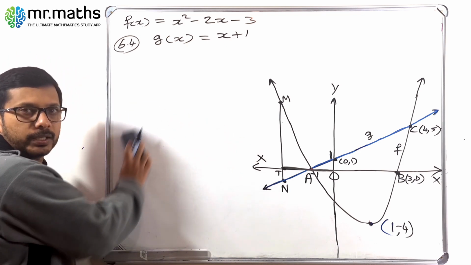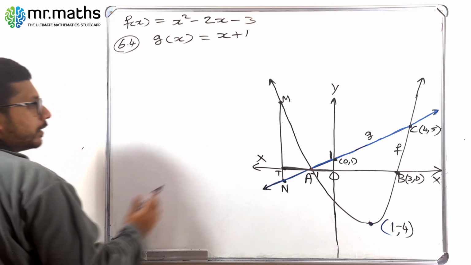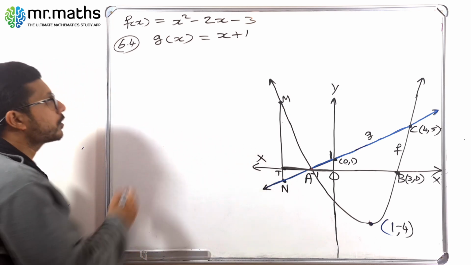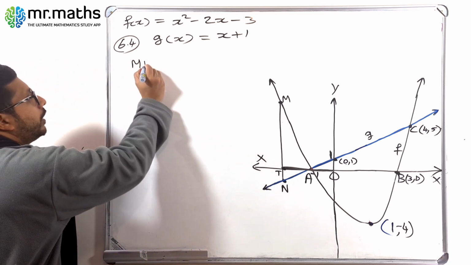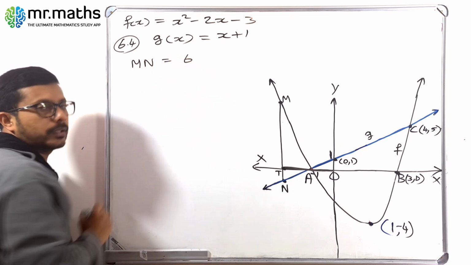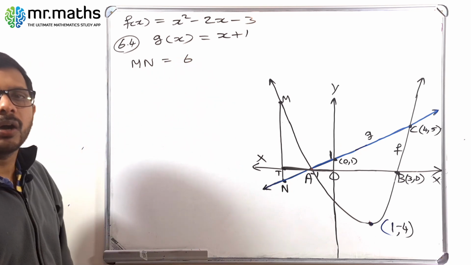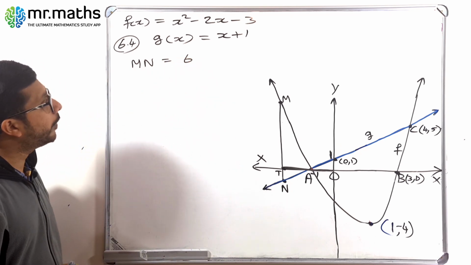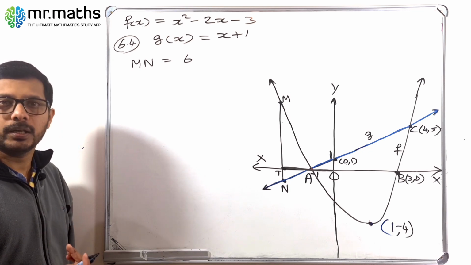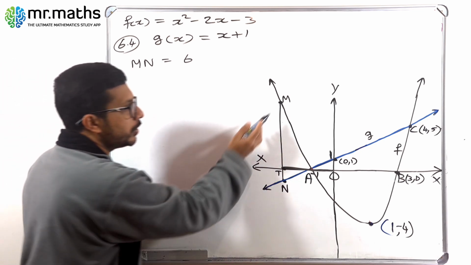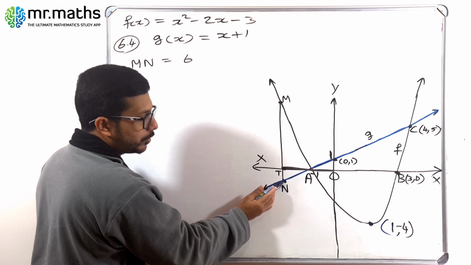MN is given. Am I right? What is MN? MN is 6 units. So it is given that MN is equal to 6. Now how can you find MN? What is MN? MN is the distance between this point and this point.